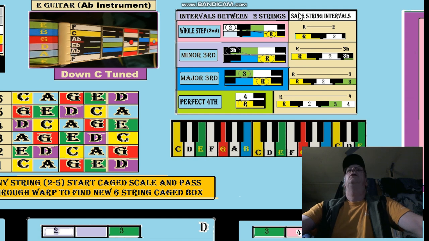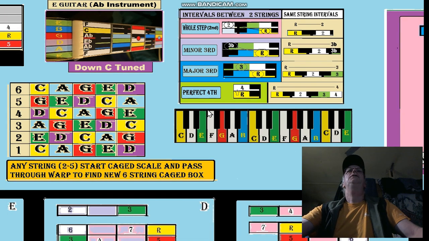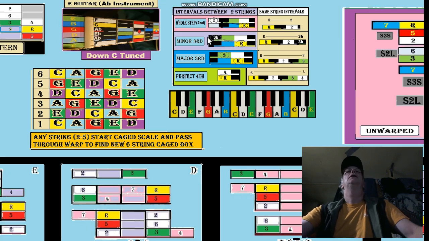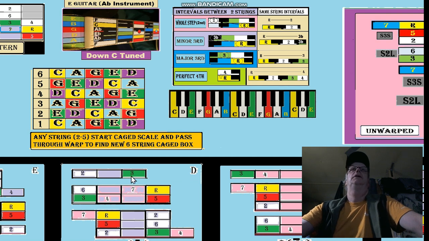And you go over even further, and it's just a whole step. Now this is important because in these patterns that we have, and I don't want to lose sight of this, I just want to look at one pattern. Let's look at the top. Let's look at the D pattern.